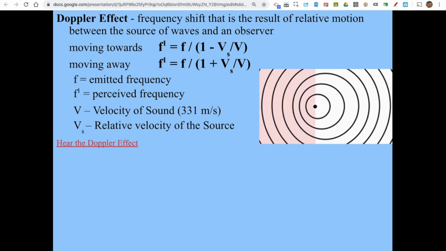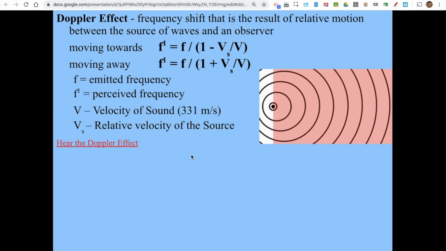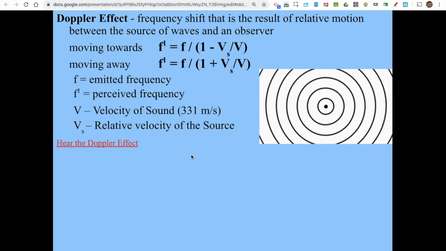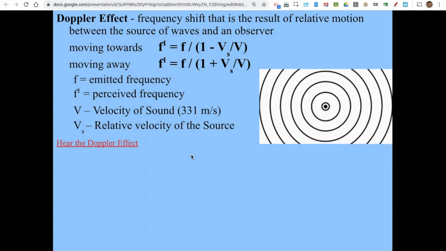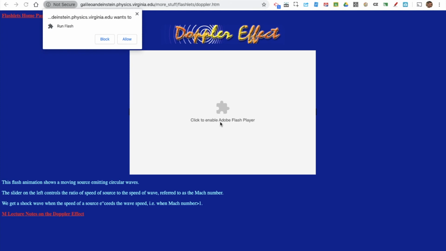So you can see as the horn comes towards you, you get to experience a little higher frequency than what's emitted. Then as it goes away, you have a lower frequency than what's emitted. This is a pretty good animation of this.